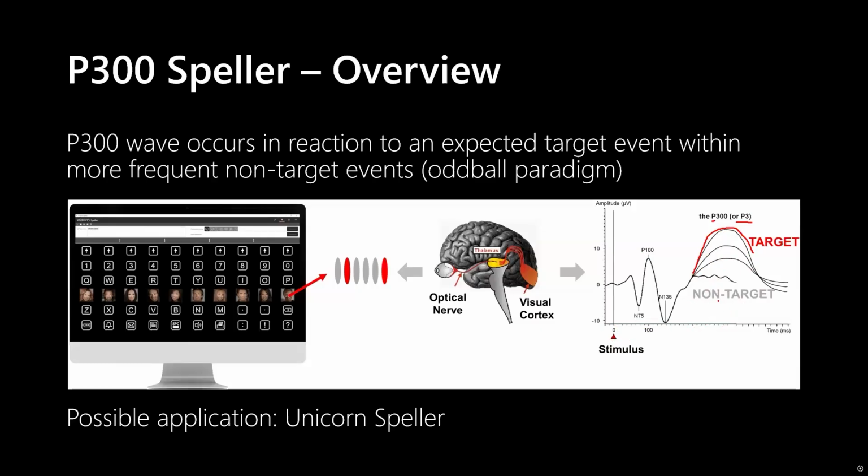Whereas for non-targets, you would not have this big positive deflection. Therefore, both you visually, but also the computer, much better than you, can differentiate what you're currently focusing on, what you're looking at, and where your attention is drawn to. In comparison to the previous data set, which was band power based, this data set is event-related potential based.